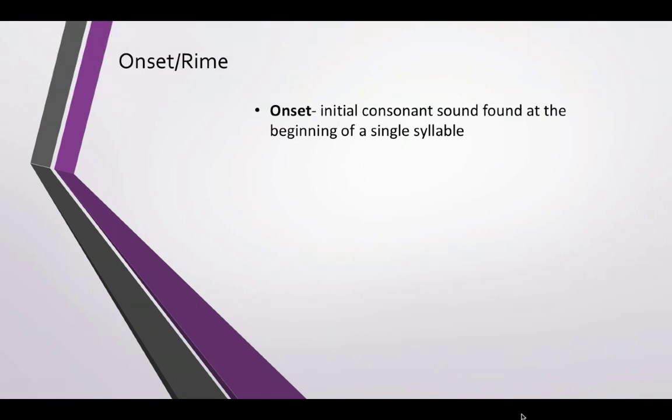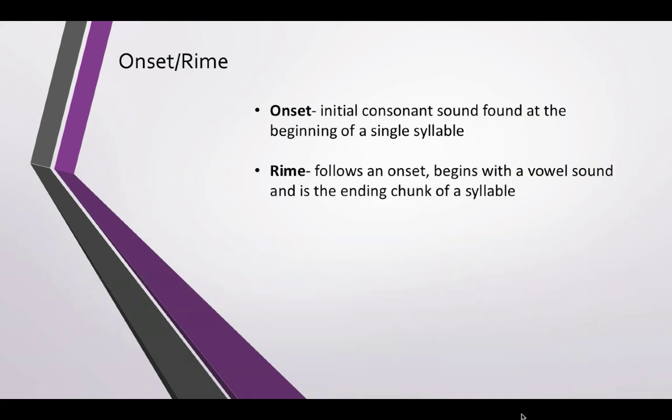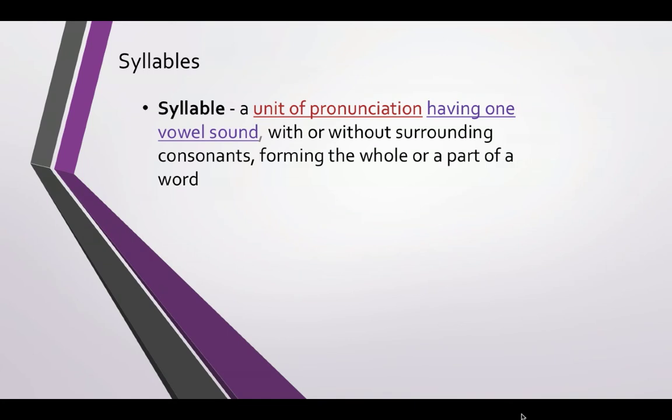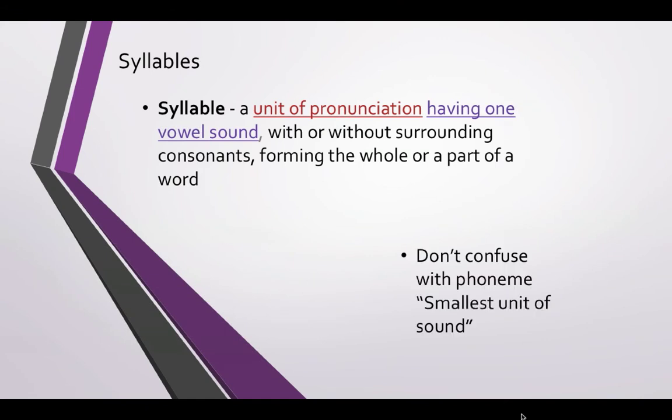Like I just said, onset would be the initial consonant sound found at the beginning of a single syllable. The rhyme being what begins with the vowel sound and it's the end of the word. So cake, C is the onset, ake is the rhyme. But not all syllables have an onset with a consonant. So syllables are a unit of pronunciation having one vowel sound. With or without surrounding consonants, they form the whole or a part of a word. But this is not the same thing as phoneme, which is the smallest unit of sound.